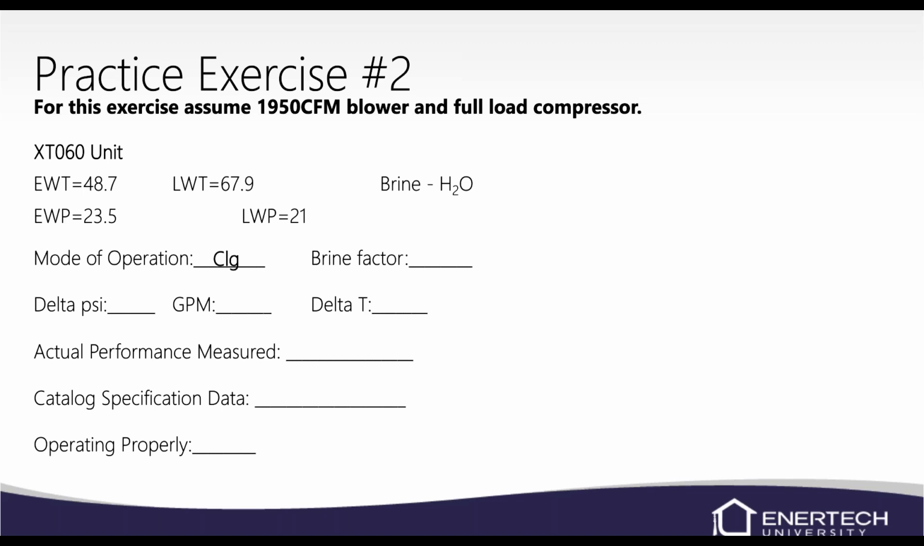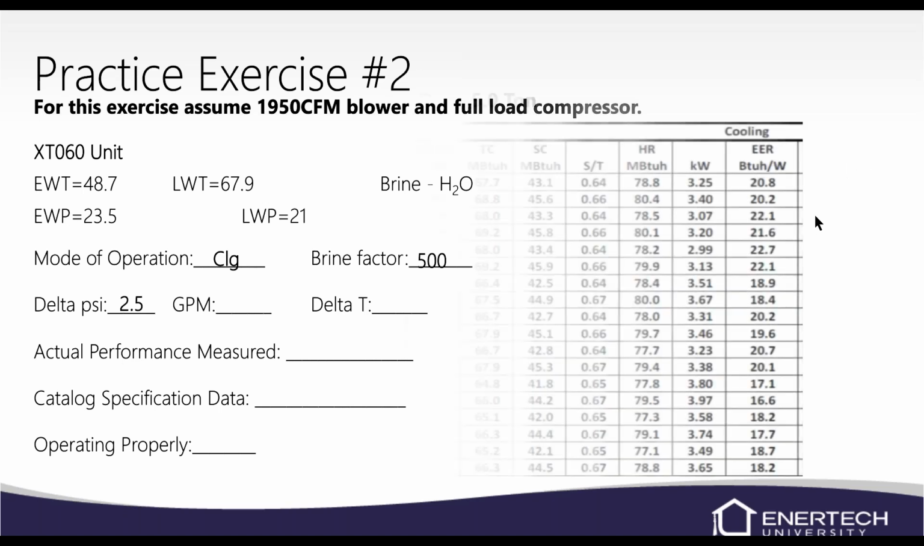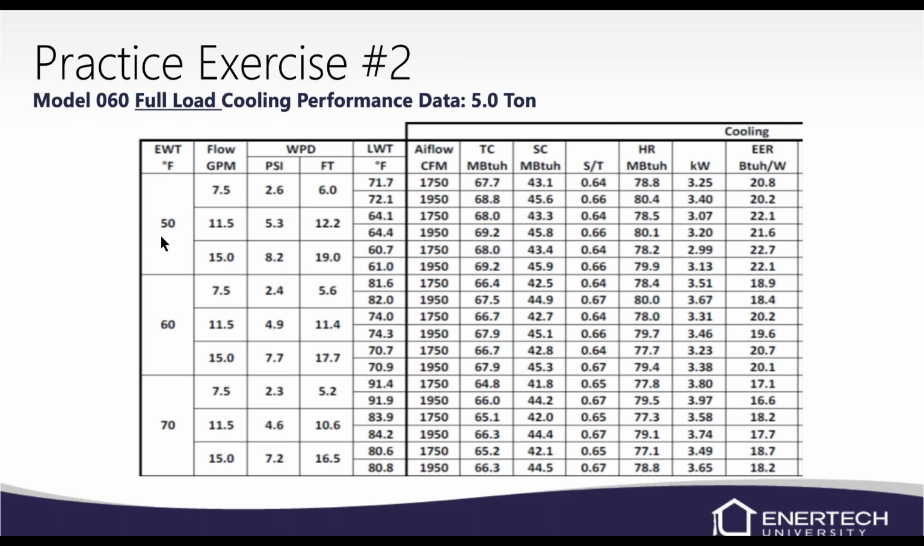The brine factor for water is 500. We had a pressure drop of 2.5 and entering water of 48.7. So we'll look at the IOM, 50 degrees is going to be the closest water temperature. We had a PSI pressure drop of 2.5 pounds. So that tells us we're moving 7.5 GPM, which is the recommended flow rate for an open loop system.